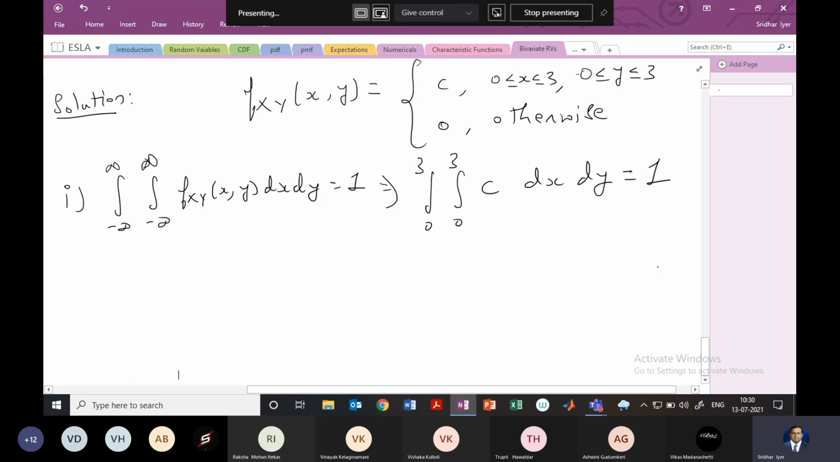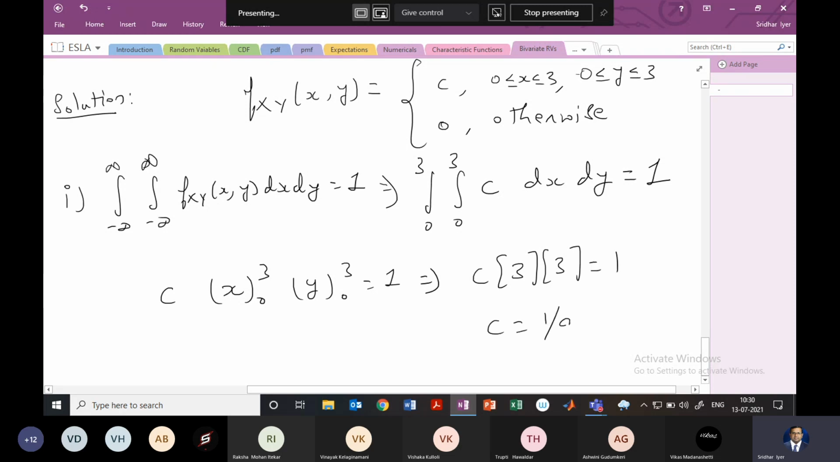You can see that this just turns out to be a double integral. It has nothing to do with the random variables anymore except that property. So I'll take the c constant. Now you'll have to integrate with respect to dx, put in the value, then integrate with respect to dy, put in the value. So when you have integral dx, you'll get x from 0 to 3. Integral dy, you'll get y from 0 to 3, and that value is 1, which implies you'll have c into 3 minus 0, and 3 minus 0 equal to 1. Therefore, c is 1 by 9. c is 1 by 9.